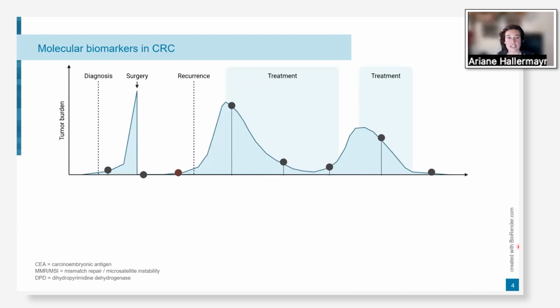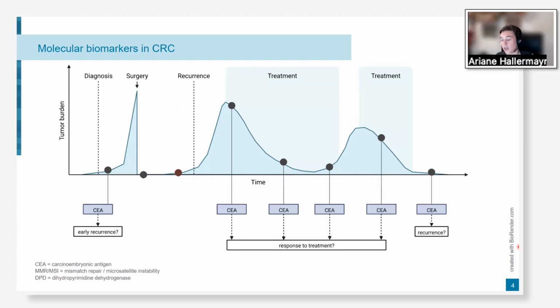Once a colorectal cancer is diagnosed, there are distinct molecular biomarkers that are used to guide treatment and to get prognostic or predictive information about the course of disease and the patient's outcome. One biomarker that is frequently analyzed is CEA, or carcinoembryonic antigen, that is already analyzed at baseline to predict whether the patient is most likely to suffer early recurrence, and then at multiple time points throughout treatment to assess the response to treatment, and also in follow-up examinations to predict whether there might be disease recurrence.